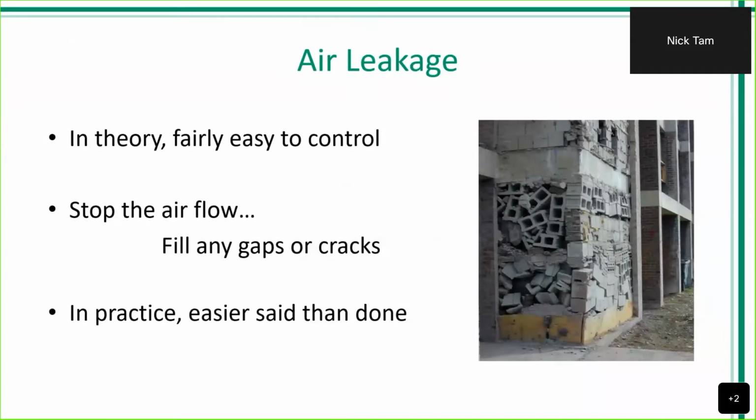So with air leakage, in theory, it should be pretty easy to deal with, right? We fill in any gaps or cracks and make sure that everything is monolithic across the structure. But in practice, it's easier said than done. Looking at this picture on the right, this is a real project where this was uncovered behind the facade. And if you can guess, this building is definitely not up to code, and it really becomes a critical structural integrity issue at this point.